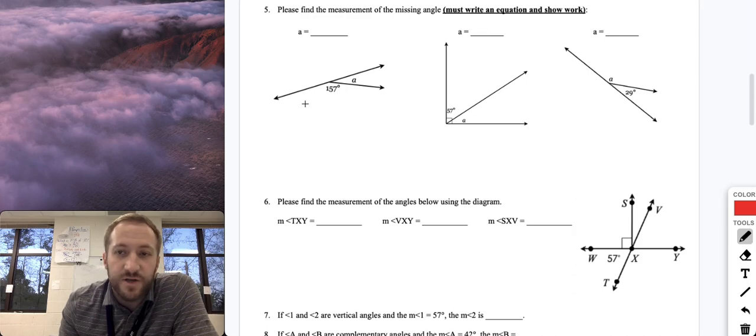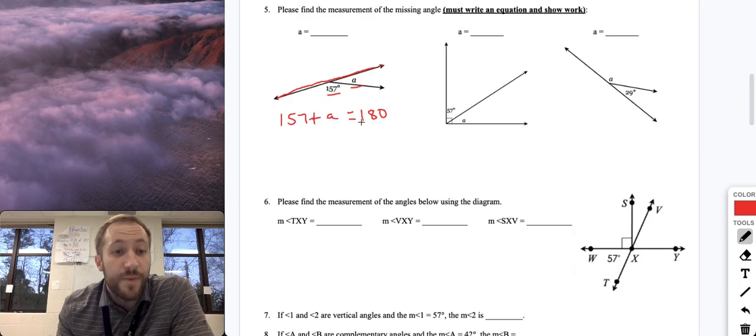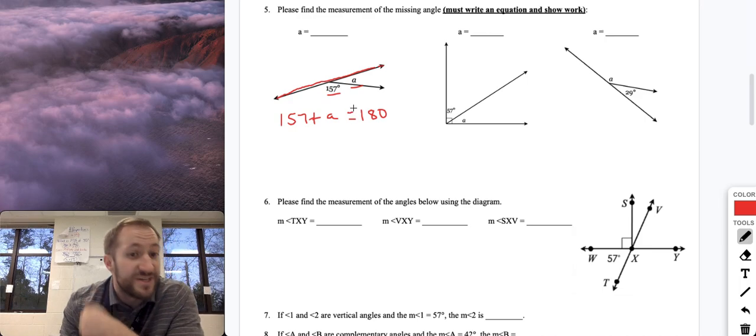It's important to realize, are these supplementary or are they complementary? They're on a straight line, so that means they're supplementary. Supplementary just means that they're going to add up to give you 180 degrees. So I'm going to go and have 157 plus A and set it equal to 180 degrees. When I add these two up, I'm supposed to get 180. So now let's go solve this equation.